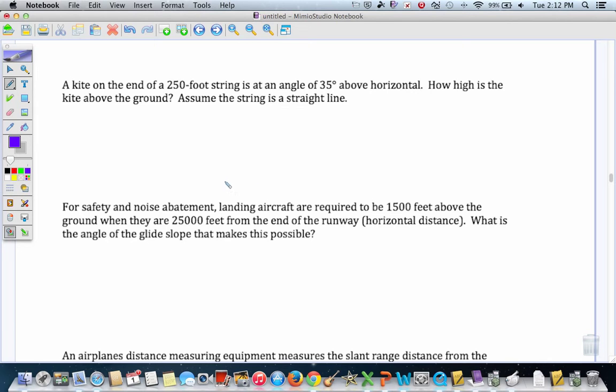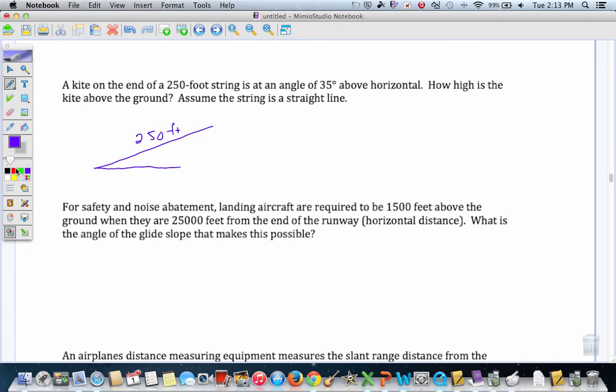Zipping through a handful here where we have to make our own diagram. A kite on the end of a 250-foot string is at an angle of 35 degrees above horizontal. How high is the kite above the ground? Assume the string is a straight line. As we get into these word problems, my suggestion would be to go through it piece by piece to make our diagram. Our kite is on the end of a 250-foot string. So I assume our kite is flying, with a 250-foot string here.